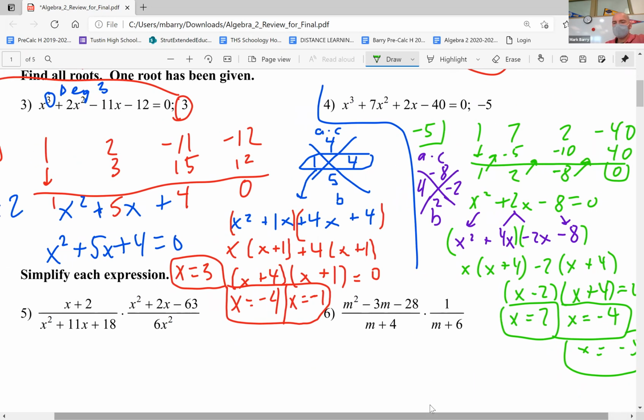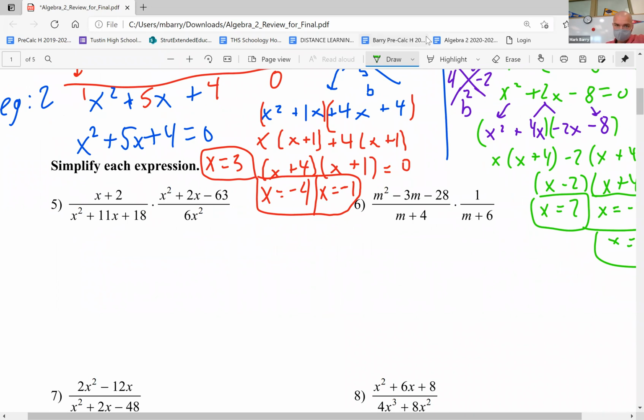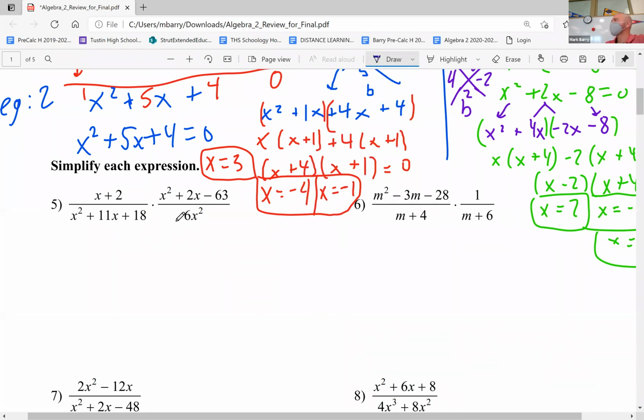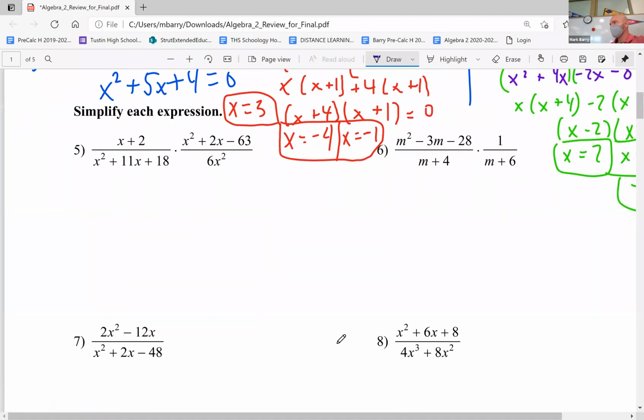All right, sounds good. So let's move on now to number 5. All right, so number 5, we have multiplication here. So on multiplication ones, the first thing you should do is factor everything that has an x squared in it, okay? So we have two things to factor here. We got to factor the bottom left and the top right, all right? So let's factor the top right.